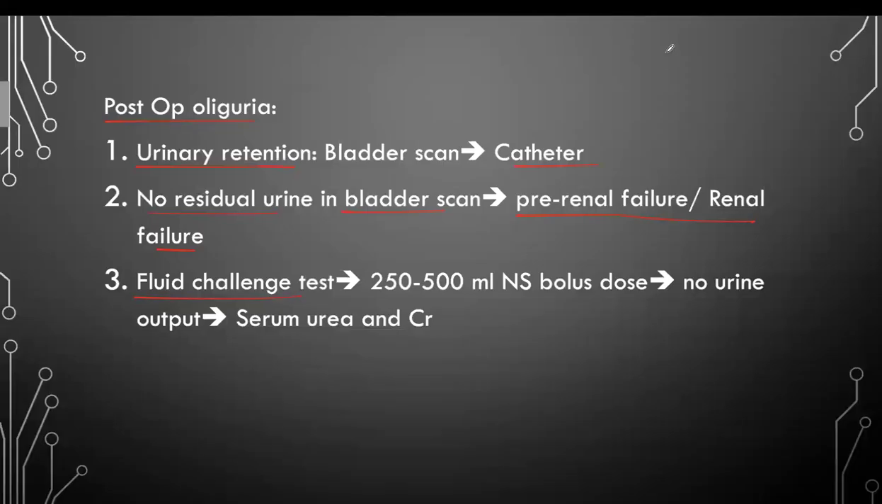To do the fluid challenge test, what we do is we give 250 to 500 ml of normal saline bolus dose. So just give 500 ml normal saline and see if there is any urinary output. If there is urinary output after normal saline, that means the patient was dehydrated before. And when you gave this normal saline, the patient was able to make some urine. So in that case, it was pre-renal failure, and after giving the fluid, it's fine.